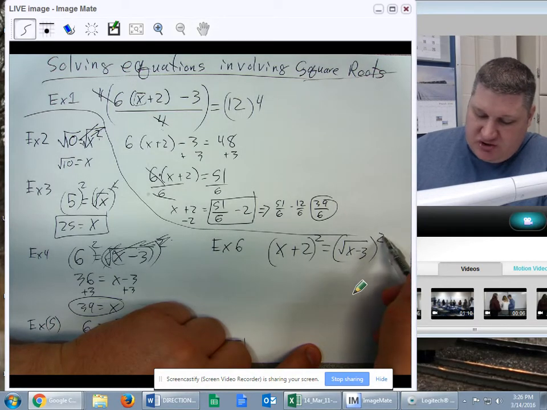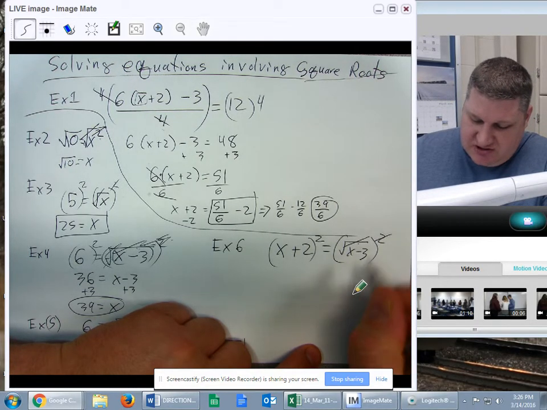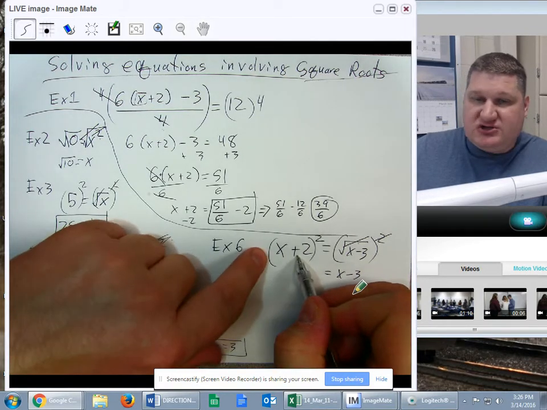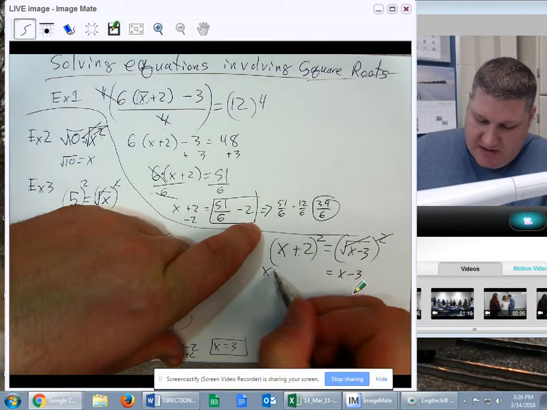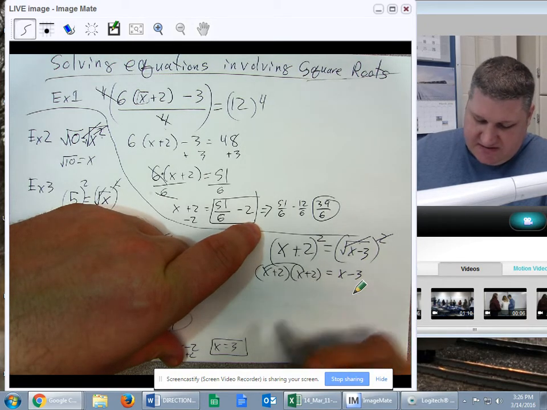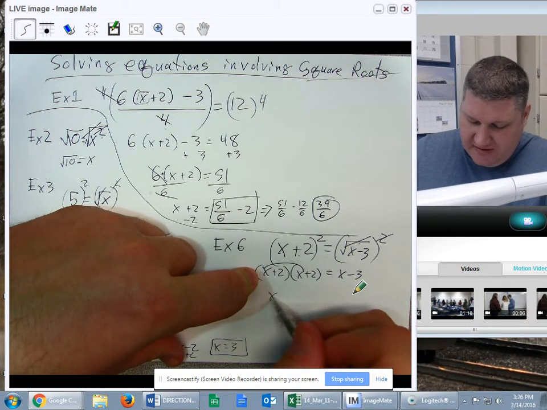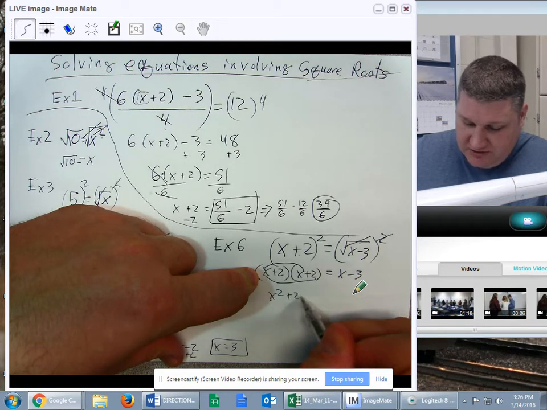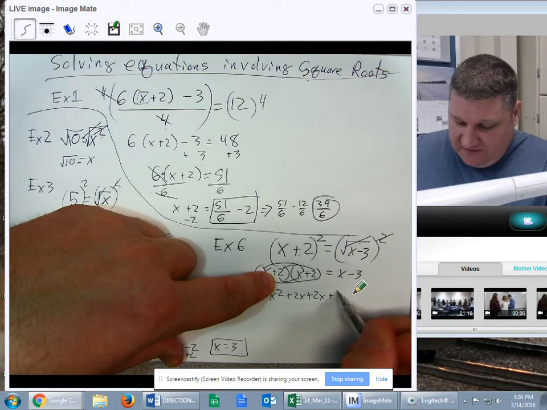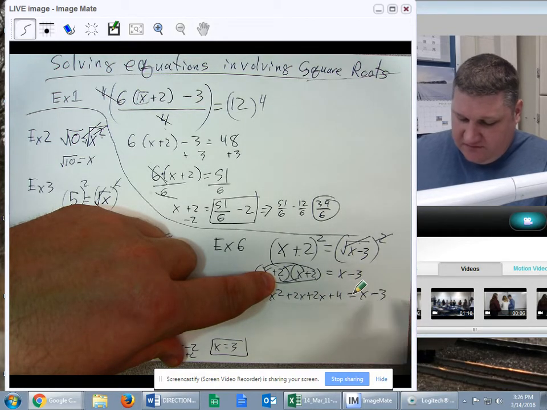Over here, the square root and the square take care of each other, leaving x minus 3. But over here, x plus 2 squared means x plus 2 times x plus 2. Gotta FOIL them: x times x is x squared, plus 2x, plus 4 equals x minus 3.